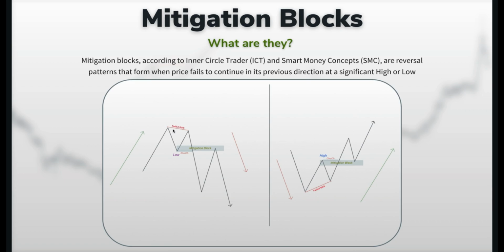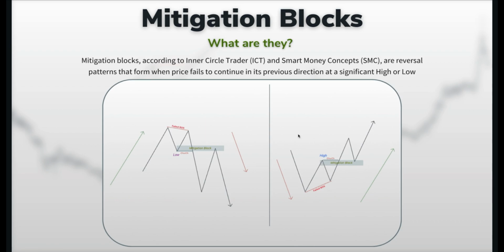So you have a failed break of structure. You'll see price failed to break over the previous high or low, and then comes down, causes another change of character, same way as you would with a breaker block, but price will retrace back into it, turning it into a mitigation block.